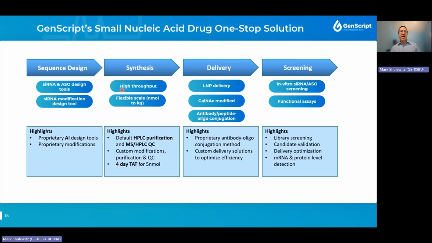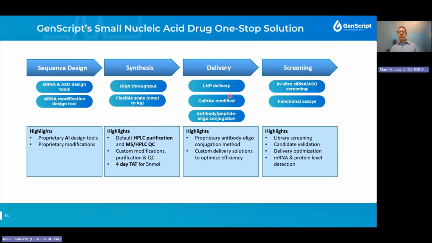As far as synthesis, we have high throughput capabilities. We have a flexible scale all the way from nanomole up to kilograms. We also have as fast as a 4-day turnaround time for 5 nanomolar of siRNA. We have HPLC purification. We have a range of QC, including custom QC. Our standard is mass spec HPLC.